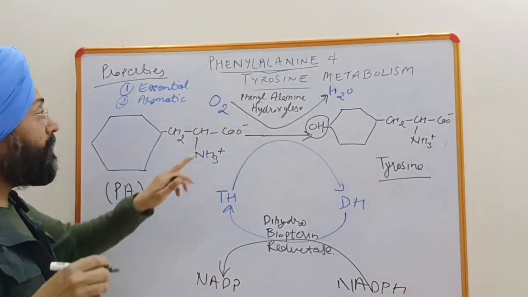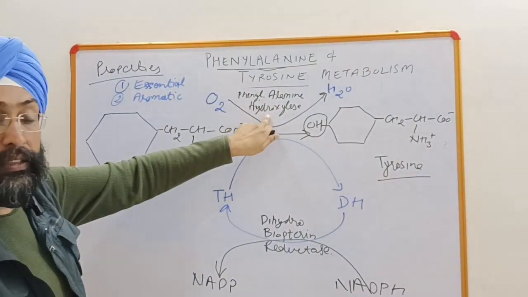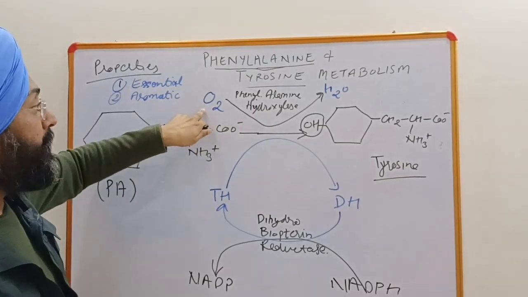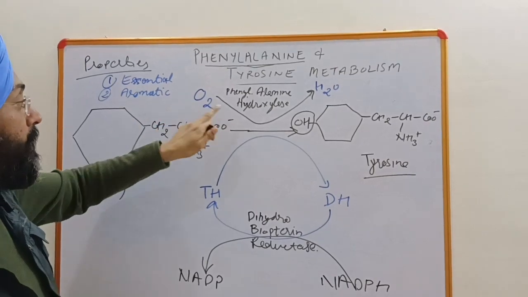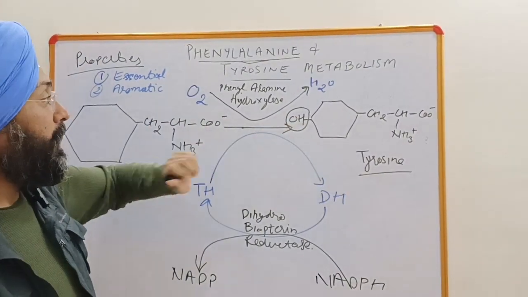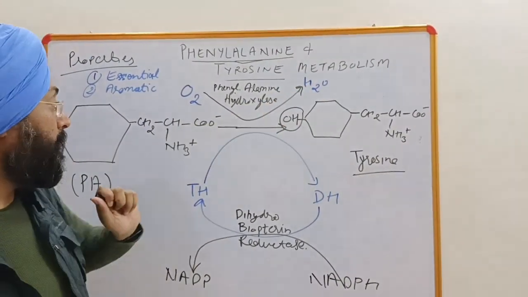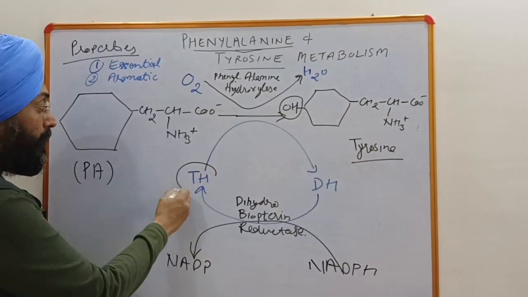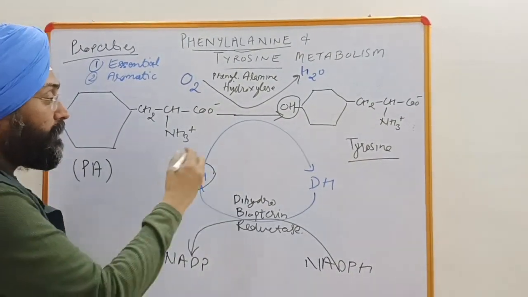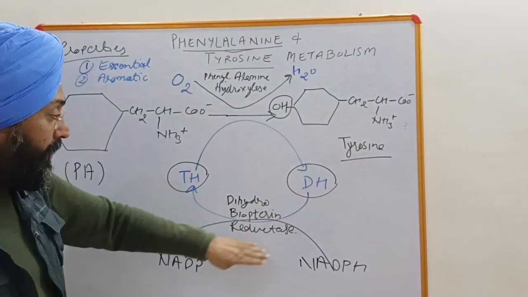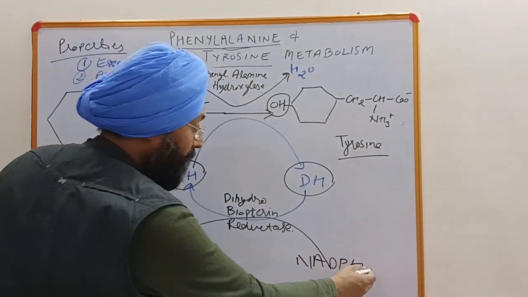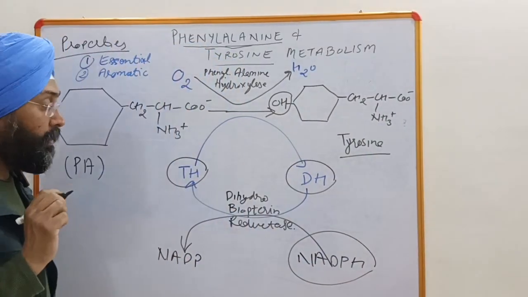The enzyme required is phenylalanine hydroxylase, and oxygen is required and is converted to water. Two atoms are required: one is incorporated at the para position, and the other is converted to a molecule of water. This reaction is tetrahydrobiopterin dependent, and this is converted to dihydrobiopterin, right? And it is again recycled by an NADPH dependent reaction.